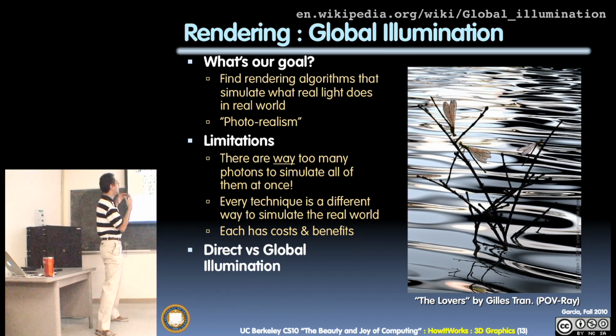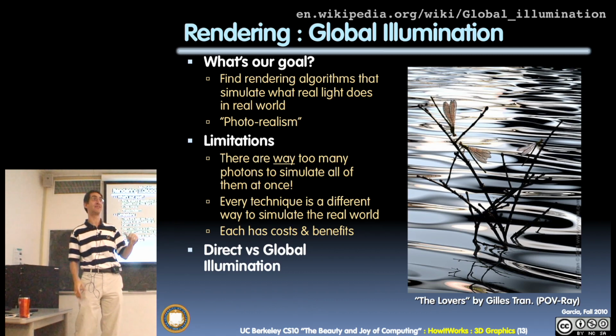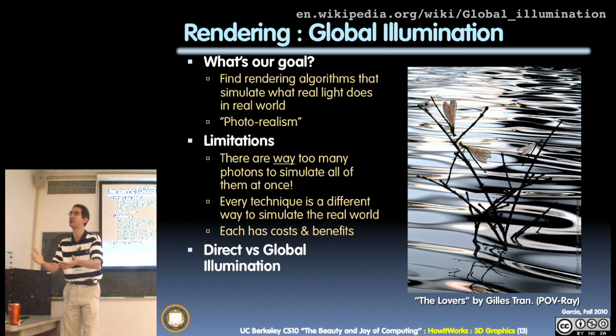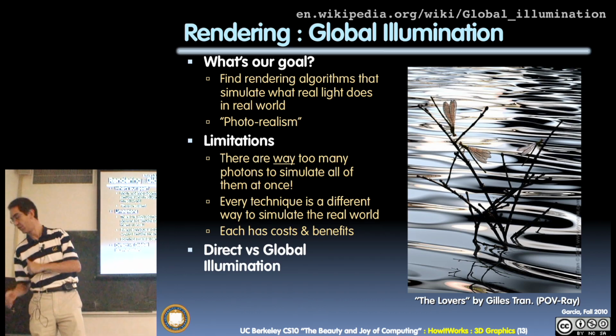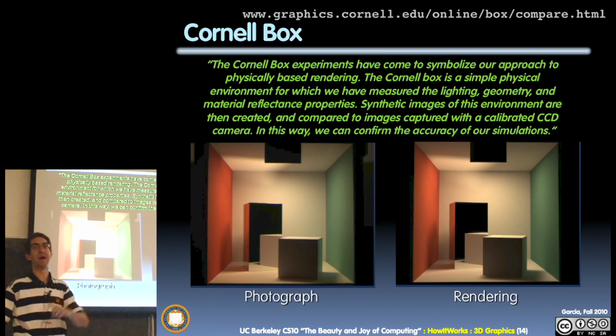So in the traditional way we used to do things, for many, many years, we didn't have global illumination because it was too slow. Computers were really too slow to do this until only a couple of years ago. And so we did something called direct illumination. Before I show you that, I want to show you a picture of the Cornell box.